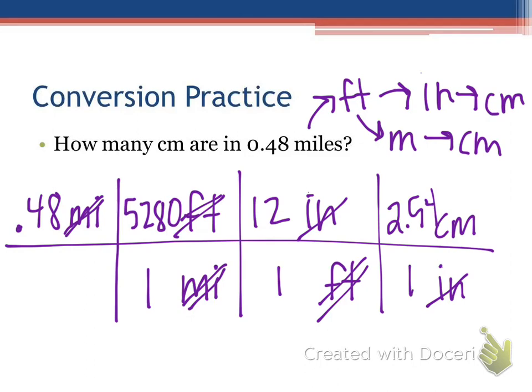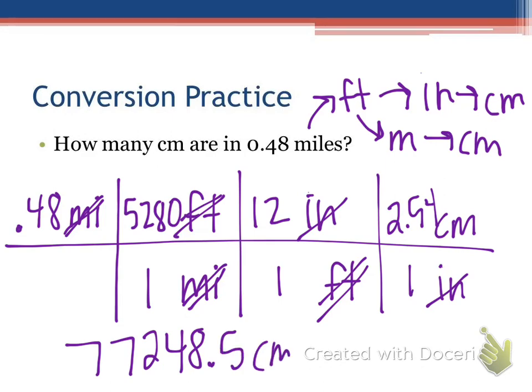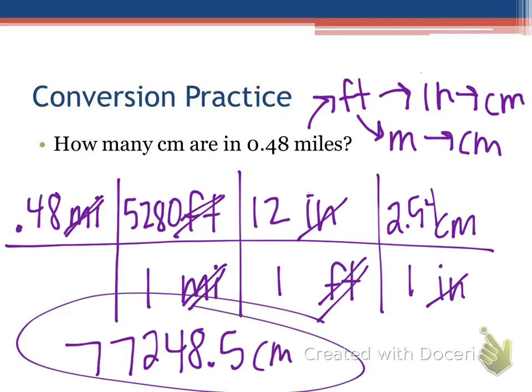Should we be expecting a big number or a small number? Large, right? We're dealing with half a mile. We want to know how many little tiny centimeters are in half a mile. Yeah, what you got? 77,248.552. Good. Centimeters. Good job, Philip. Thank you.